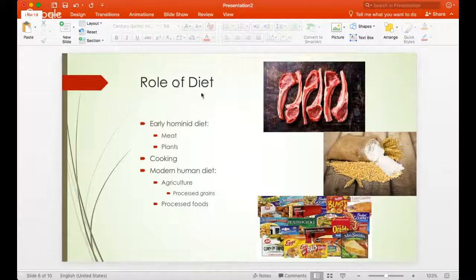So, getting into the role of diet on this evolution of the mouth, we find that early hominid diets really were pretty plant based overall, and so a lot of them were scavenging and finding their own plants to eat, as well as meat as they started to hunt. And they needed these flat teeth to be able to process a lot of this food.